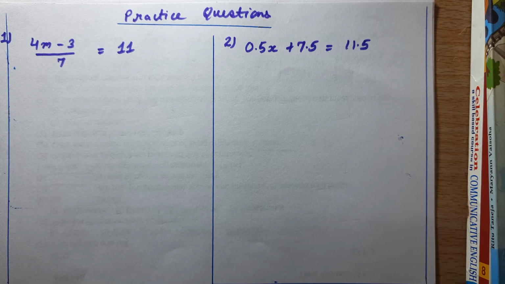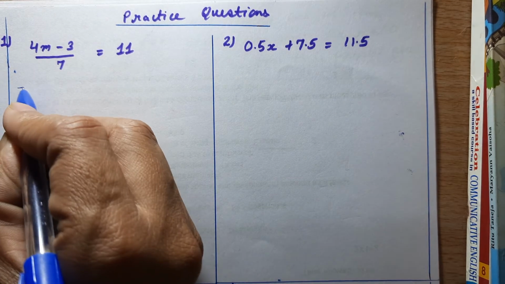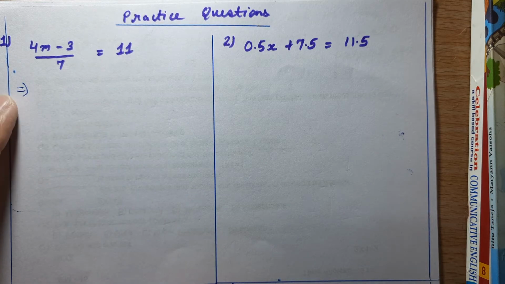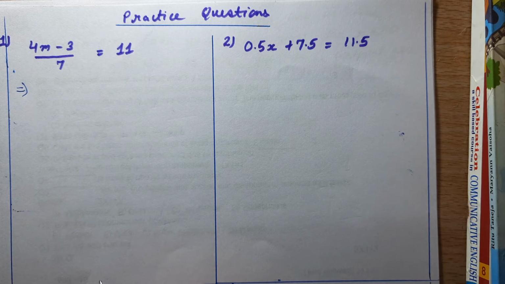Okay, children, so we have finished this part. Question number 3 you will do in homework. Now we are doing some practice questions. These are for your practice, to understand how the equations are solved. Here again, these are mixed problems. Practice question: (4m minus 3) upon 7 is equal to 11.